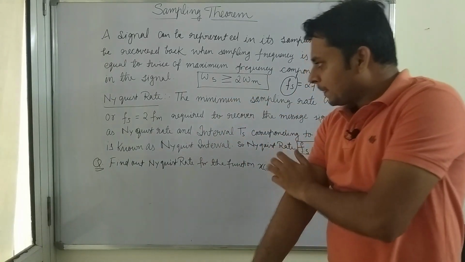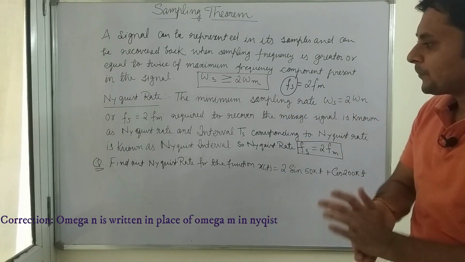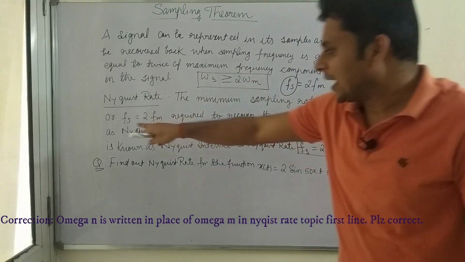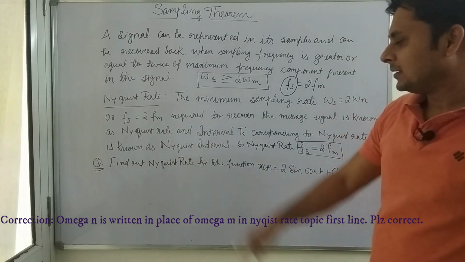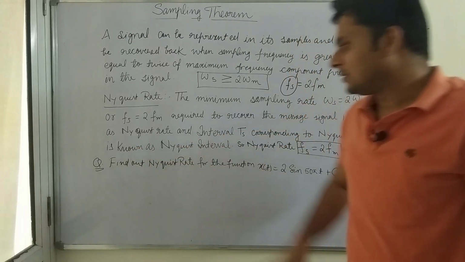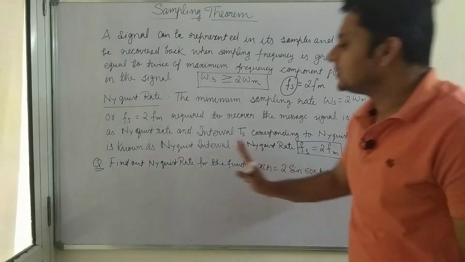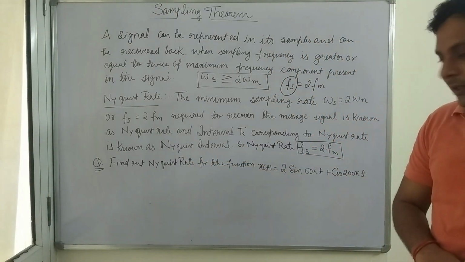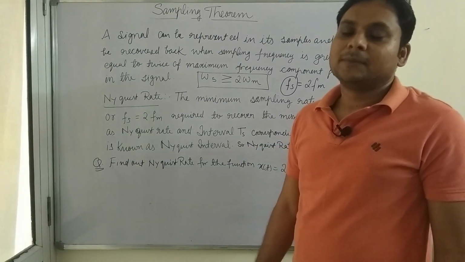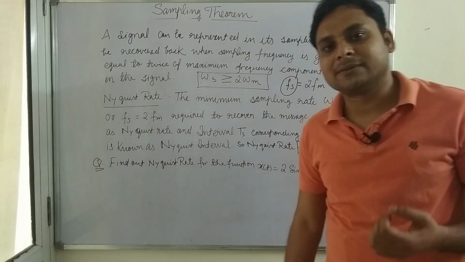The minimum sampling rate, omega s equals 2 omega m, or f s equals 2 f m, required to recover the message signal, is known as Nyquist rate. The interval Ts corresponding to Nyquist rate is known as Nyquist interval. Got it? So what we have finally concluded is that f s equals 2 f m. This is what the Nyquist criteria is. It is also known as Nyquist criteria, and f s is known as Nyquist rate.